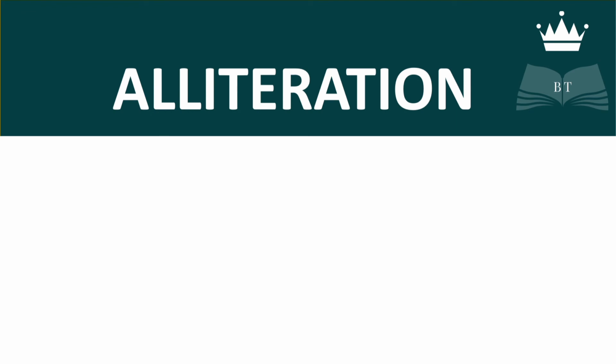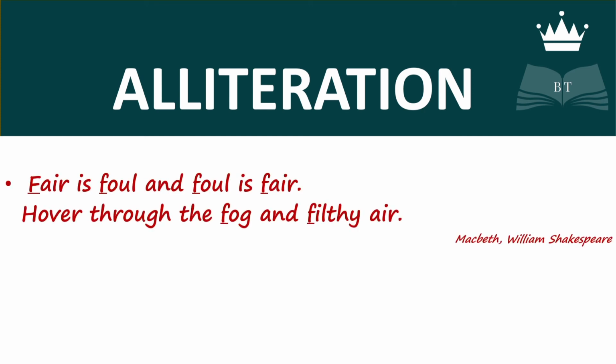Last but not the least, we have alliteration. This is when you have a sentence in which the same letter or the same sound is repeated at the beginning of some words. For example, fair is foul and foul is fair, over through the fog and filthy air. So you can see that the letter F is constantly repeated. Fair, foul, foul, fair, fog, filthy.